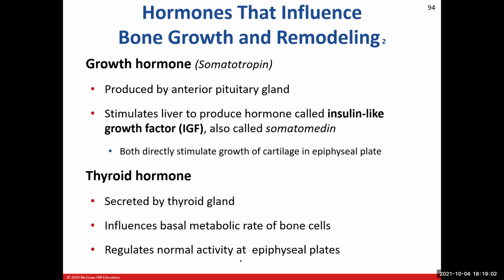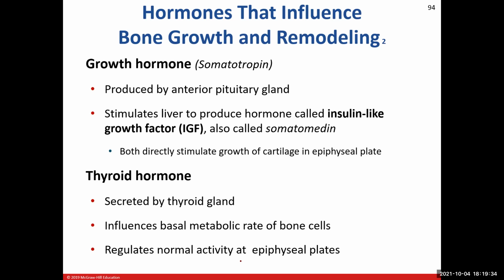So the first one, real easy, growth hormone, also known as somatotropin. It is made in the anterior pituitary gland. This is something that you should definitely know. When it's triggered to be released, it releases growth hormone into the blood. Growth hormone will travel to the liver, and it will stimulate the liver to make another hormone, known as IGF, or insulin-like growth factor.